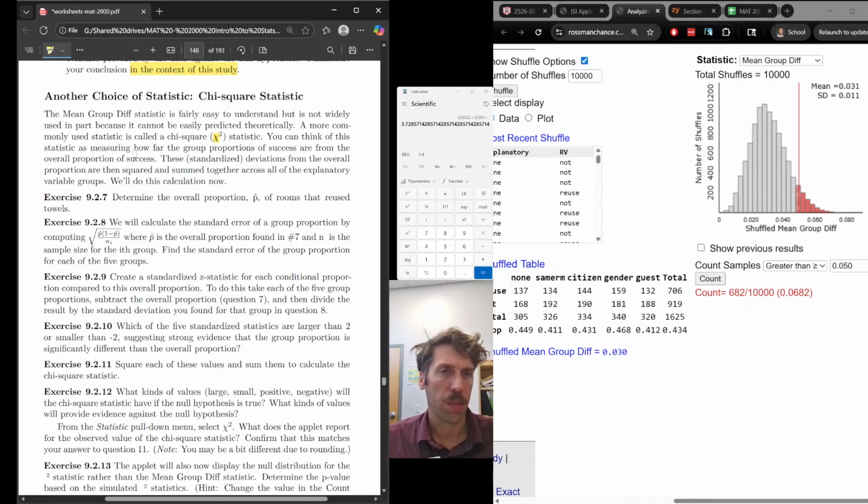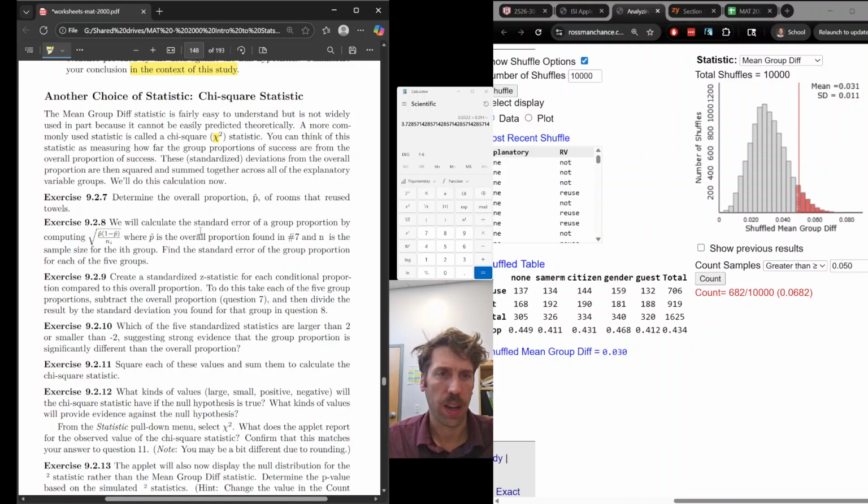You can think of this as measuring how far the group proportions of success are from the overall proportion of success. So these standardized deviations from the overall proportion are then squared and summed together across all explanatory variables. We'll do this. If you didn't understand what I just said there, follow along as we do this in a spreadsheet. Okay.